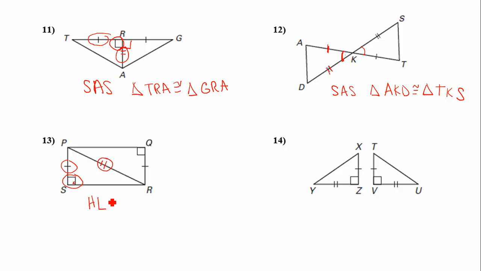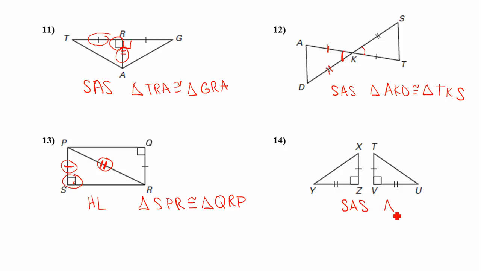Hypotenuse leg says that a hypotenuse of the right triangle has to have a mark, which it does, and one of the legs has to have a mark. So hypotenuse leg is valid only for right triangles, and it looks like angle side side at first glance. So be cautious about that. And then I think I will say triangle SPR is congruent to triangle QRP in that order.